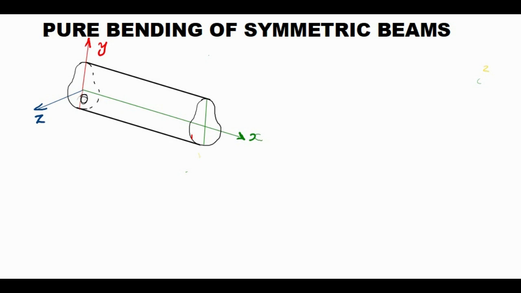Now the beam is symmetric about the xy plane. Here the x axis is in this direction, and the y axis is the axis of symmetry. The x axis is in the length direction. So the xy plane is the plane of symmetry of this beam. Both sides of the beam will be mirror shapes.